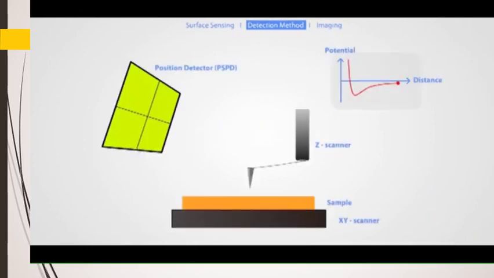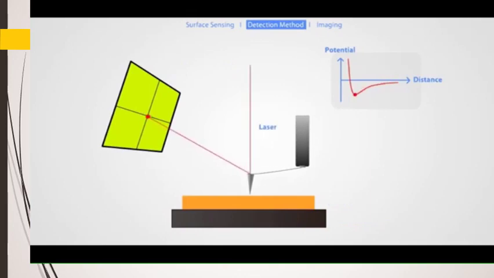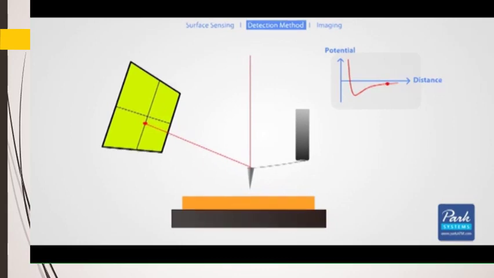An AFM has a Z scanner that moves the cantilever up and down, an XY scanner that moves the sample back and forth underneath the cantilever, and a position detector that records the bending of the cantilever. The position sensor works by tracking a laser beam that is reflected off the flat top of the cantilever. Any bending in the cantilever will cause changes in the direction of the reflected beam. The position detector then tracks and records those beam changes.